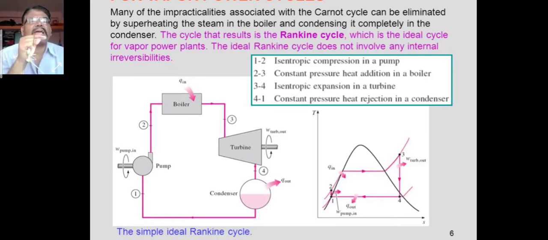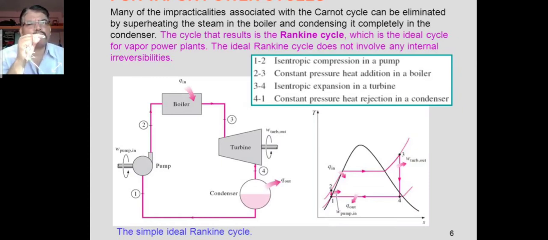What happens from 1 to 2 is that the pump pumps the water to the boiler, so there is a little increase in pressure and a little increase in temperature. So from 1 to 2 the entropy remains constant, but there is an increase in temperature.